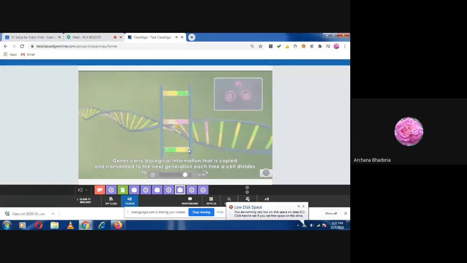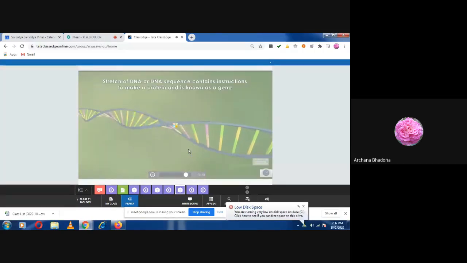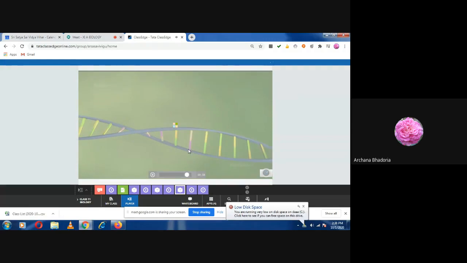Each time a cell divides to form two daughter cells. A stretch of DNA or DNA sequence contains instructions to make a protein and is known as a gene. In humans, the size of a gene varies greatly between 1,000 and 1,000,000 bases.